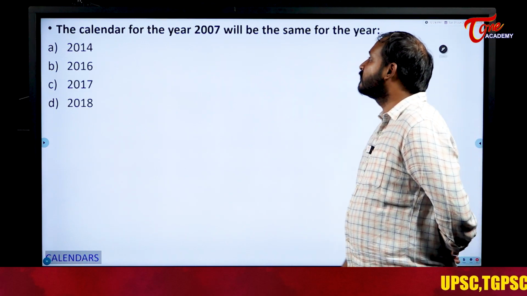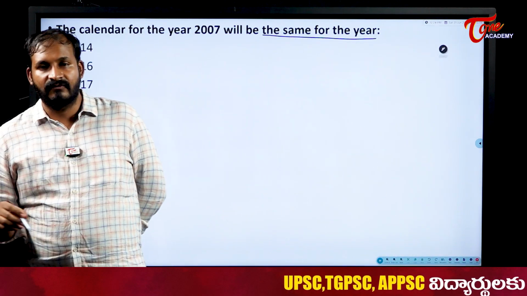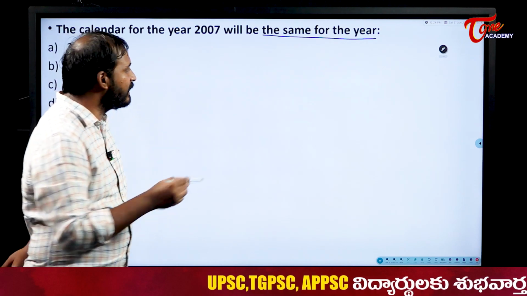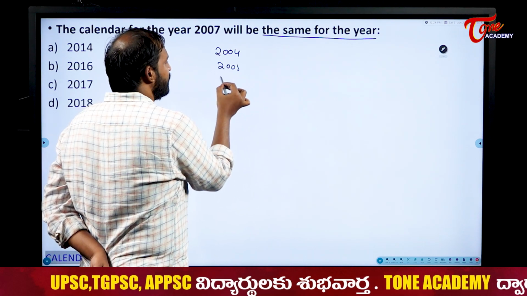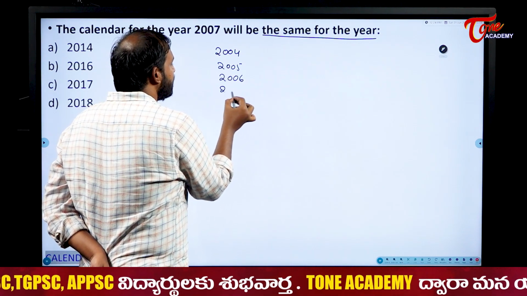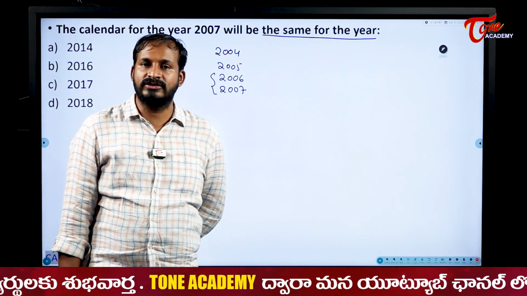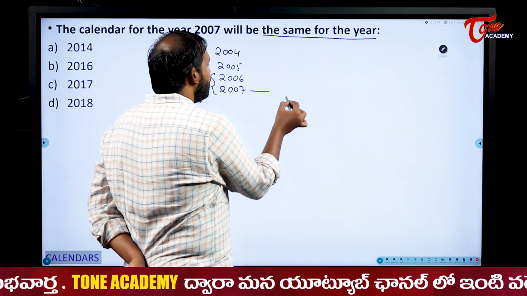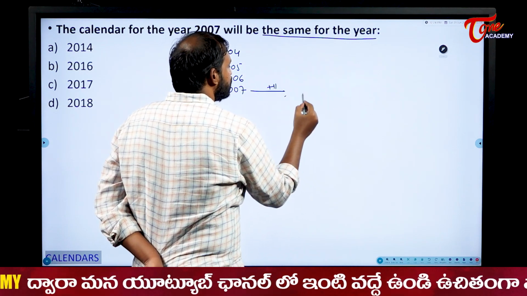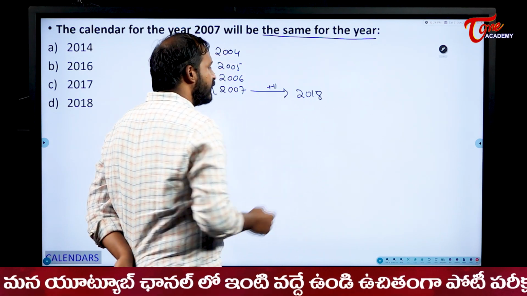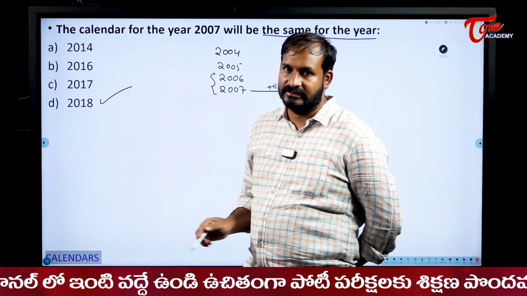The calendar of the year 2007 will be the same for which year? What type of year is 2007? This is the third year after a leap year, right? Why? Because 2004 is a leap year, 2005 is the first year after the leap year, and 2006 and 2007 are the second and third years after the leap year. The second and third years can be reused after how many years? After 11 years. So plus 11 becomes 2018. So the calendar of the year 2007 can be used once again in 2018.